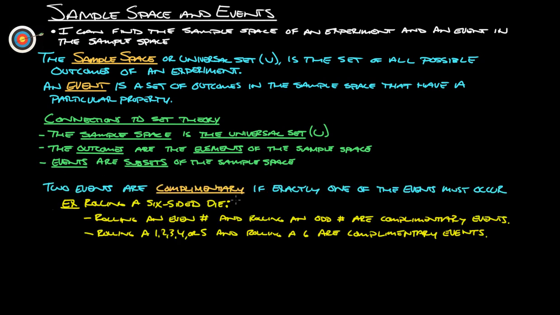Two events are complementary if exactly one of the events must occur. So if your two events are, say, rolling an even number and rolling an odd number, those are considered to be complementary events. Also, rolling a 1, 2, 3, 4, or a 5 is one event, and then rolling a 6 is another event. Those are also complementary events. Okay, let's take a look at some examples.